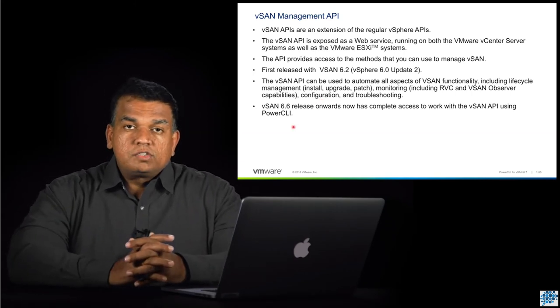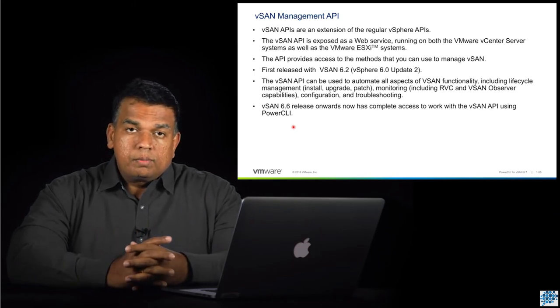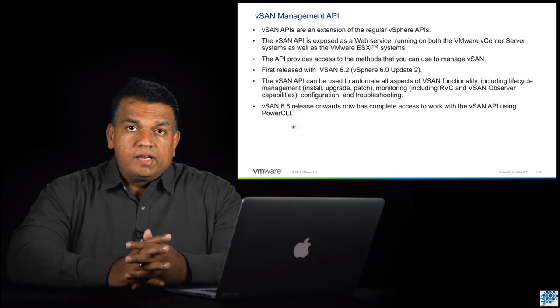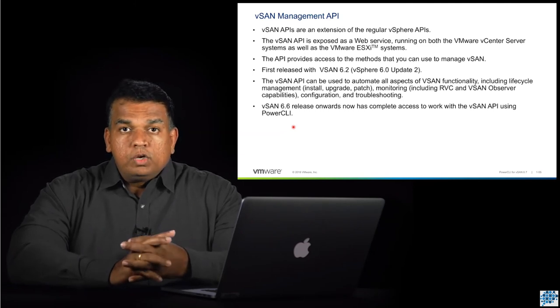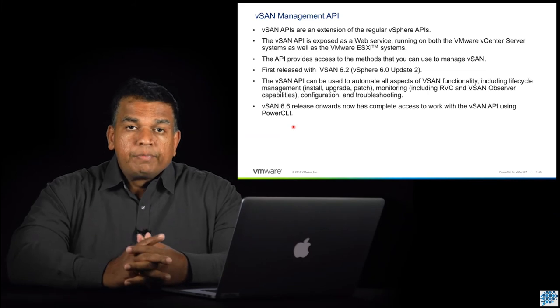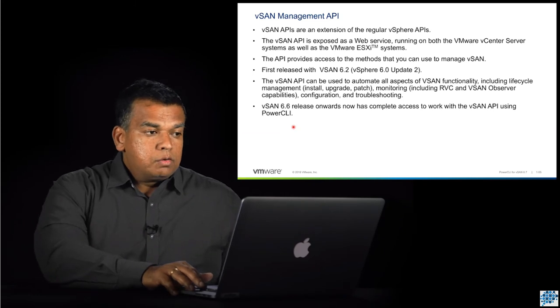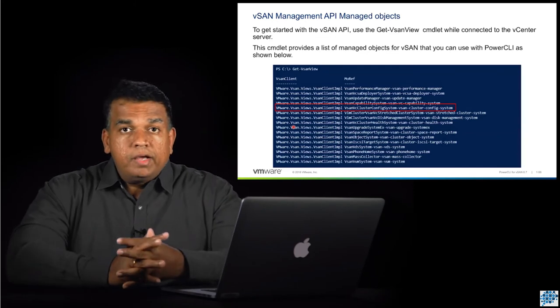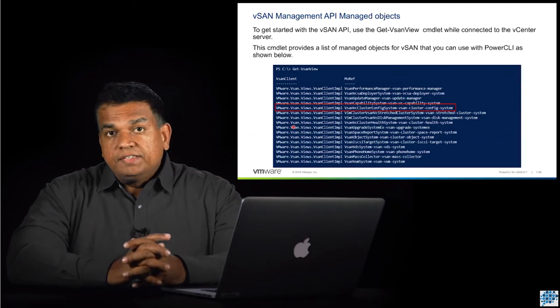Starting from vSAN 6.6, the API has been expanded further, and it now provides more integration with PowerCLI, and we can access almost all the API functions using PowerCLI. So let's proceed on how to access these API functions and methods using PowerCLI. To start this process, first of all, we'll have to get ourselves familiar with a particular commandlet called Get-VsanView.